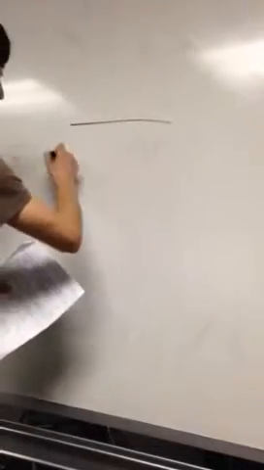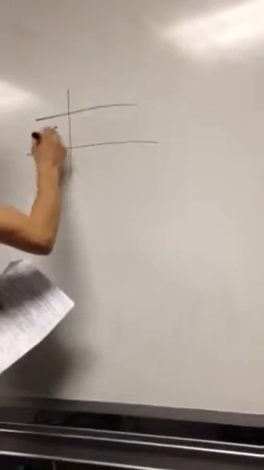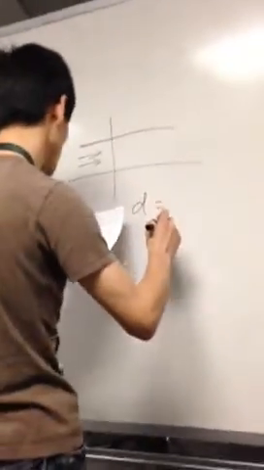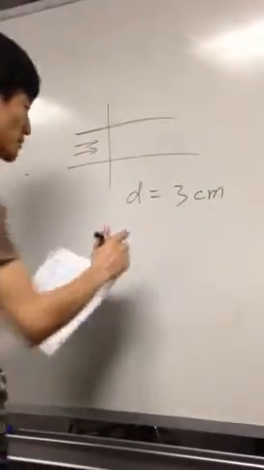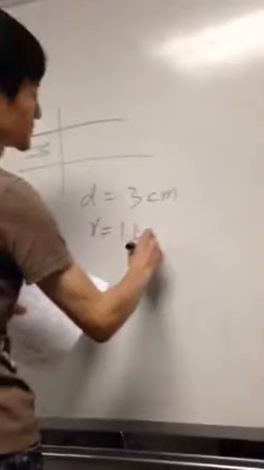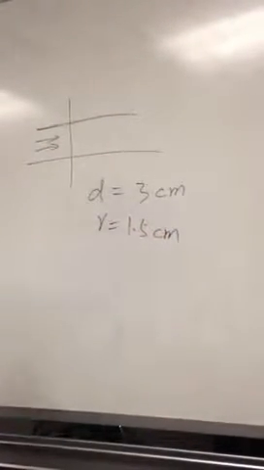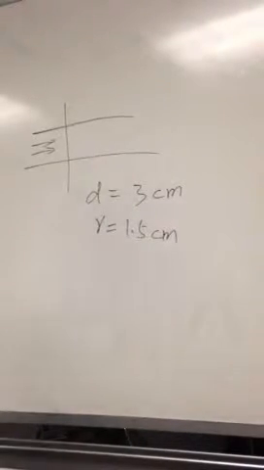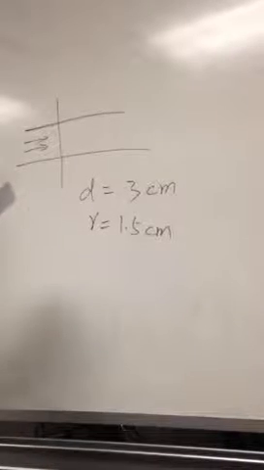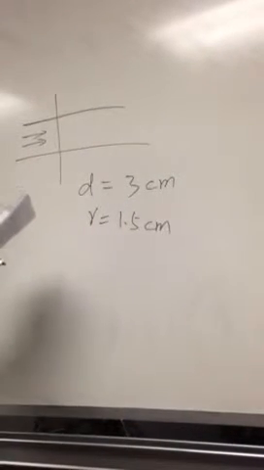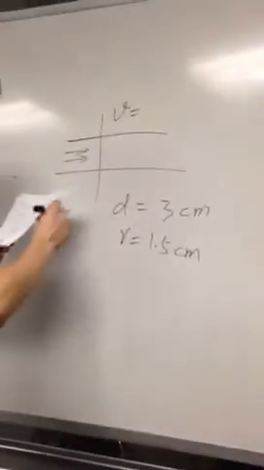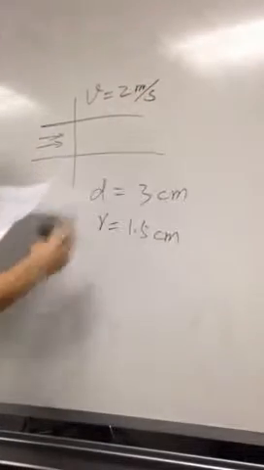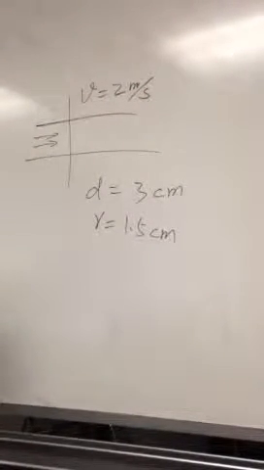Liquid flows through a pipe. So liquid flows through this pipe. The diameter is 3 centimeters, which we know the radius is 1.5. Okay? Be careful when they give you the diameter, because when you calculate the area, you need to use the radius. And the velocity is 2 meters per second. Find the flow rate.